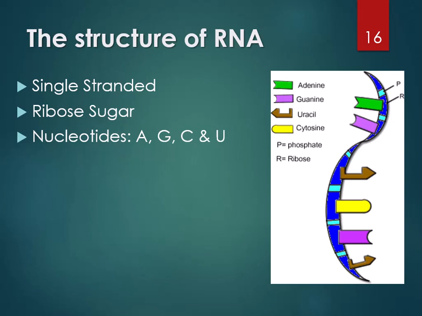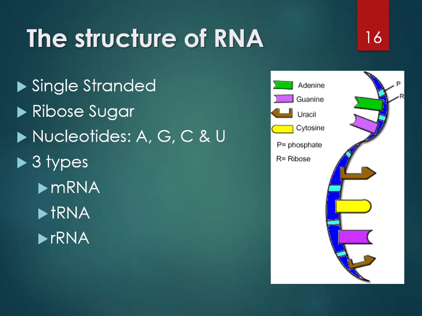Okay? DNA is double-stranded, has deoxyribose sugar, and has the nucleotides A's, G's, C's, and T's. But RNA is single-stranded, has a ribose sugar, and has the nucleotides A's, G's, C's, and U's. There are three main types of RNA. And the mRNA, the messenger RNA, is the one that is going to code for a protein. And that's really the one we care about and we'll talk about the most.